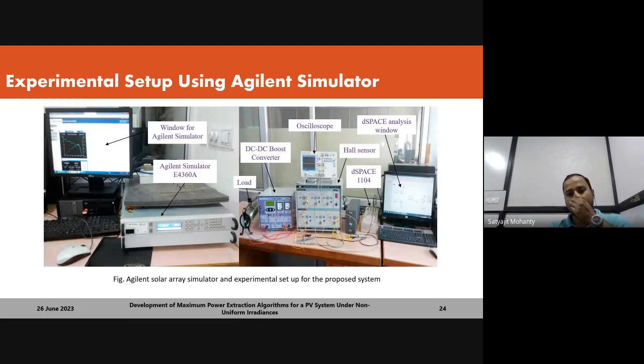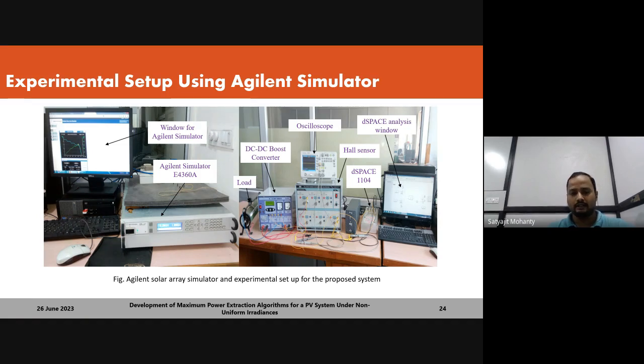So these are the systems which we developed and worked on. You can see we have a dedicated E4360A Agilent simulator. This is the simulator which we worked with. This company is now known as Keysight Solutions; earlier it was known as Agilent. It has only one model, E4360A, and it has the ability to produce 1.2 kilowatt. So 1.2 kilowatt is the maximum we can produce.